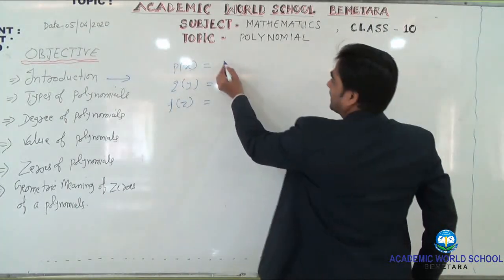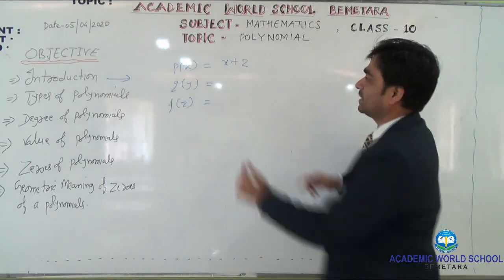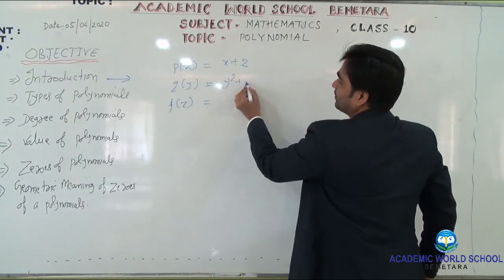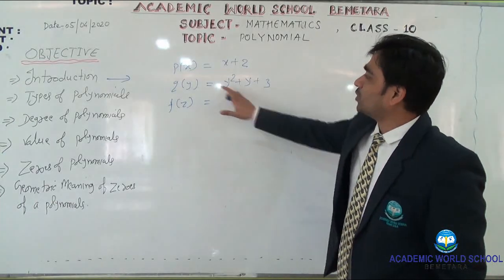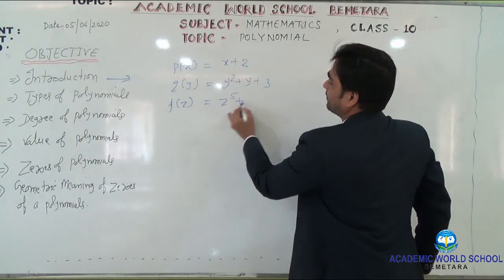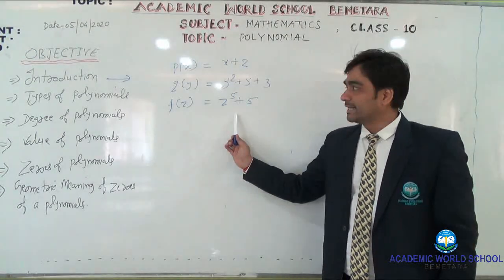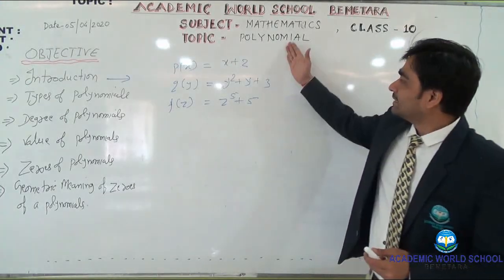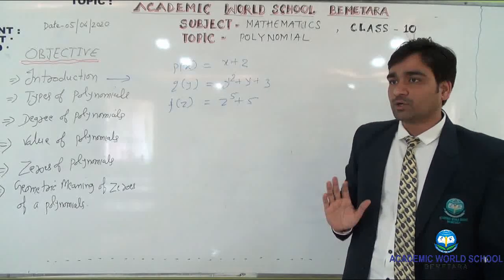Some examples I am writing. If I have written x plus 2, so this is the polynomial in terms of x. Here let's suppose y square plus y plus 3. So this is the polynomial in terms of y. Similarly, let's suppose z power 5 plus 5. So this is the polynomial in terms of z. So this is basically the introduction part of the polynomial.